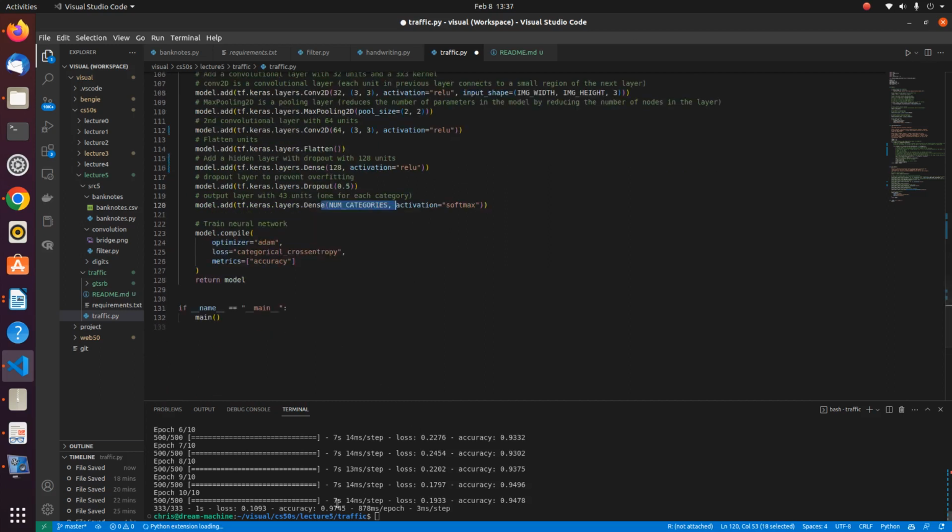And as you see, my accuracy was at 97 for this model here. Yeah, I messed around with a bunch, and I think that's the best that I could get to.